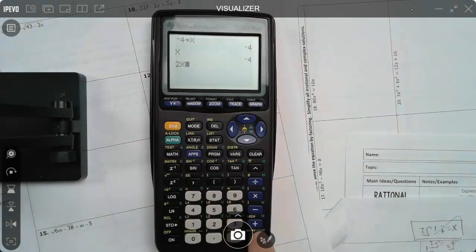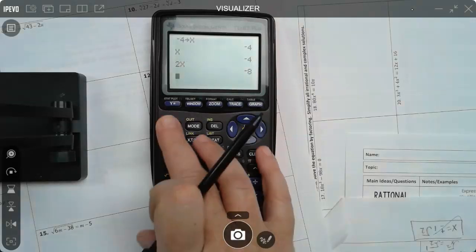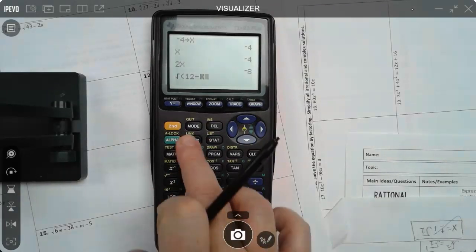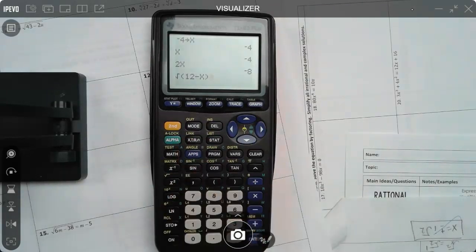So if I said 2X, it should give me -8, right? Now type the equation in, the original equation. What was that original equation? Square root, it's above the x squared. Hit enter, and what was the right side? 8a. Everything that's under the radical needs to be in parentheses, yes.